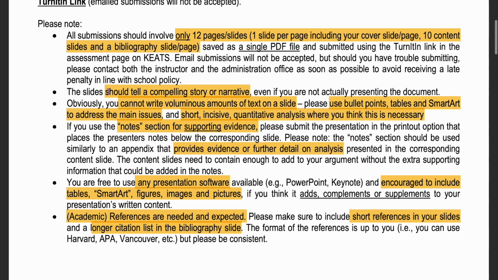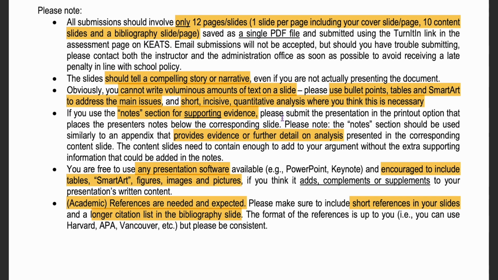The slides should tell a compelling story or a narrative, even if you're not actually presenting the document. So even though we have to submit a PDF, it should tell a compelling story. Everything should flow together really well. That's what he wants. Obviously, you cannot write voluminous amounts of text on a slide. Use bullet points, tables, and smart art.